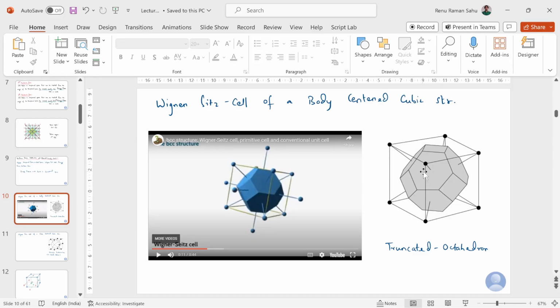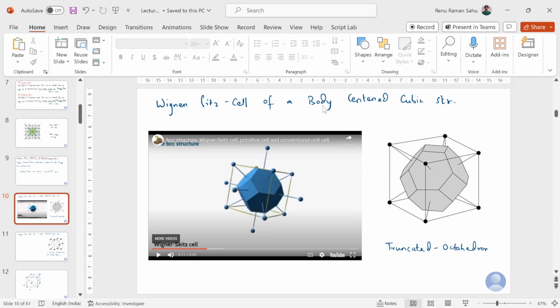Because this hexagon is one, this hexagon is one, here is a cube, 3, and behind that there would be another 4. So there would be 8 of them, and that is why it is called an octahedron. It is truncated here, so basically it is an octahedron, that's the nomenclature of it.